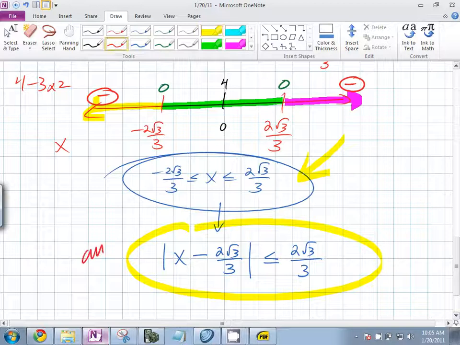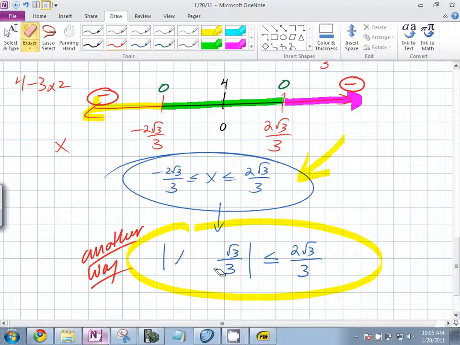Don't worry about it, Hanley. Another way. That's actually not correct, I don't think. You know what? I just messed up. It's easier than that. It's actually just this. I'm sorry. What am I doing? The absolute value of x is less than or equal to 2 root 3 over 3.